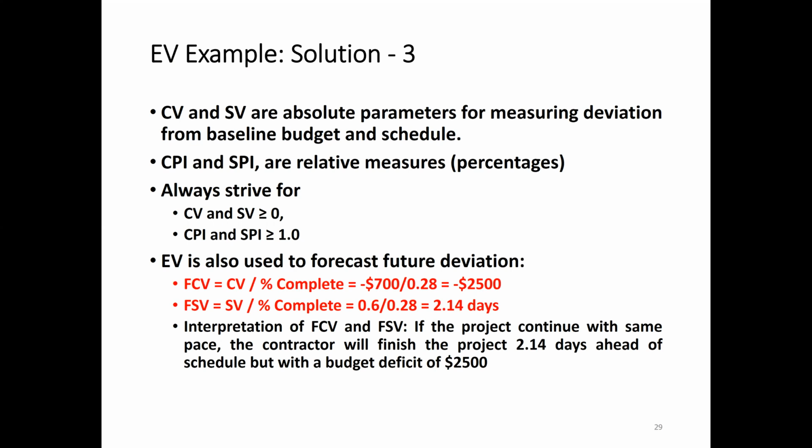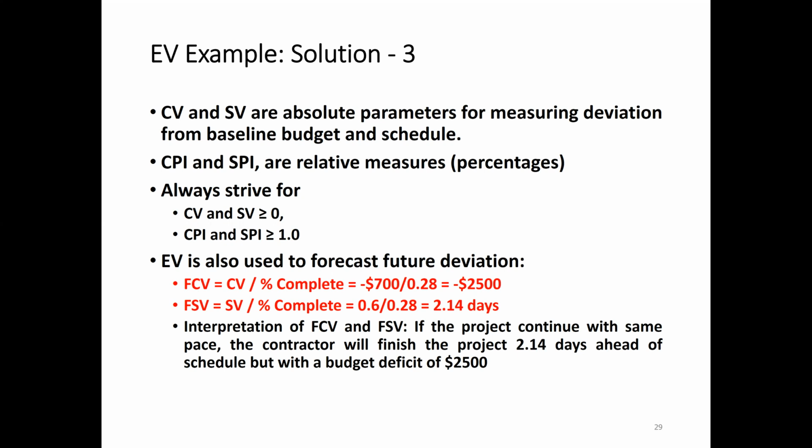Always strive for cost variance and schedule variance to be greater than or equal to 0. Then CPI and SPI should be greater than 1. So it means we are looking for CV and SV to be positive, and similarly CPI and SPI to be greater than 1. This is what we are targeting.